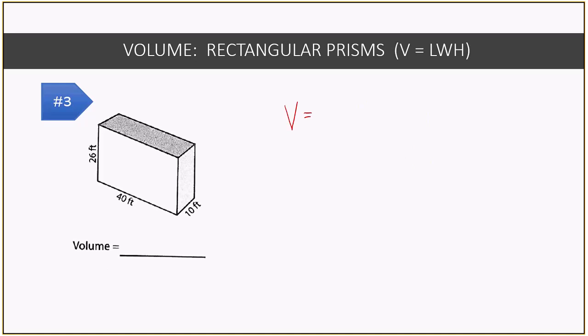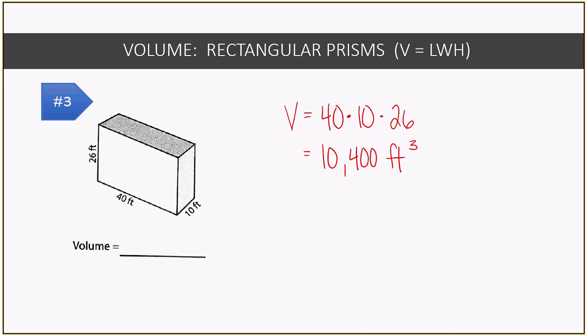And again, depending on how you're looking at this shape, 40 and 10, one's length, one's width, it doesn't really matter which is which. We would probably all agree that 26 here was the height, unless, of course, you're visualizing this shape maybe laying down. But grab your calculators here because it's 40 times 10 times 26. And the answer here is 10,400 feet cubed. Again, those units are super important.